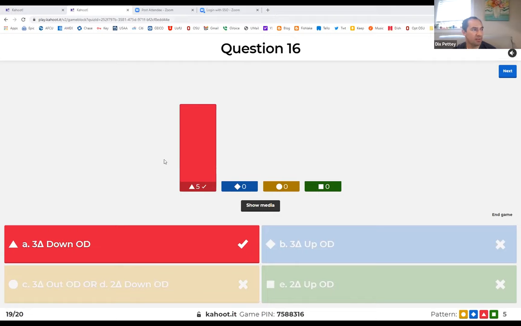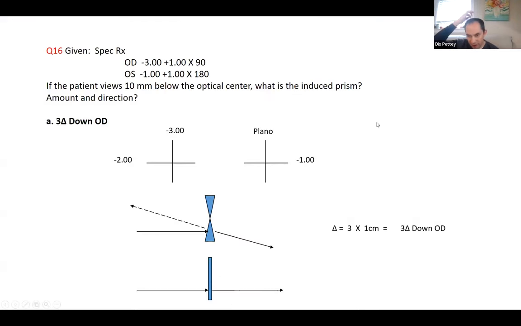Let's see. I'm going to just bring up the PowerPoint. So here's kind of the images here. Ariana, can you tell us how you got that answer? In the right eye, so first of all, we're interested in vertical. In the right eye, the sill is actually acting at 180, so we can ignore the sill there.